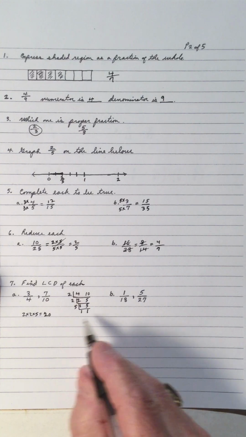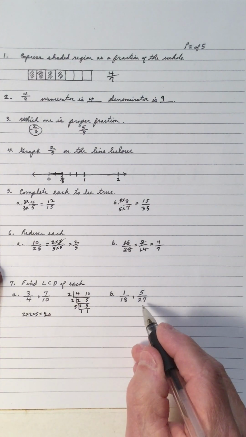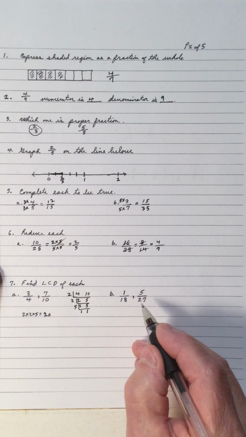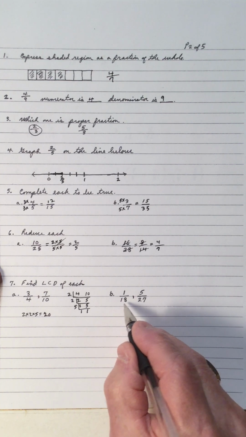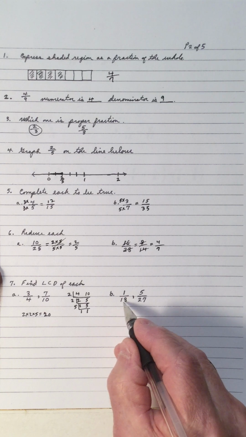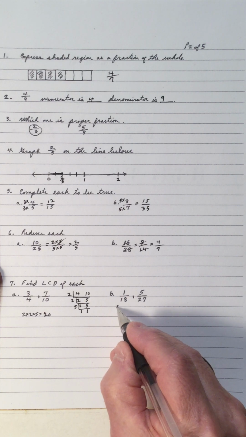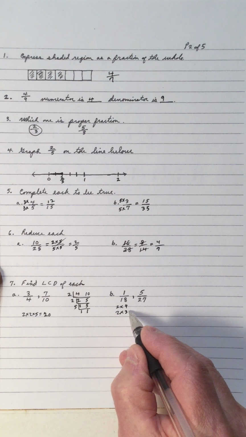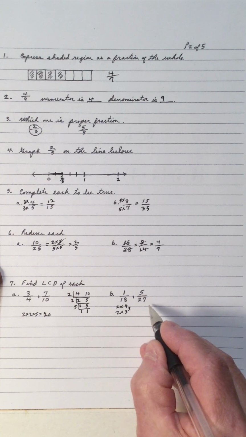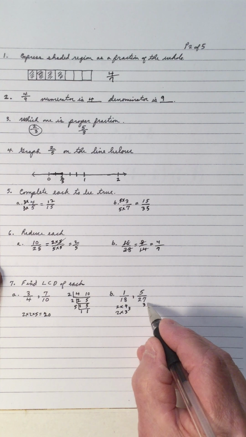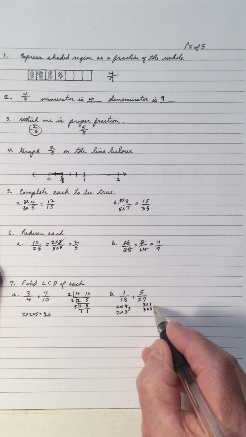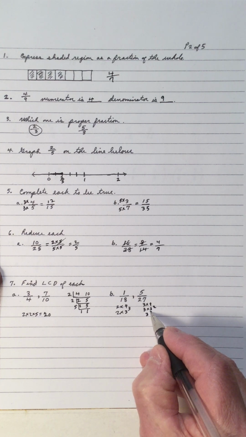That's one way. Another way, when numbers get bigger, is to write the prime factorization and pick up the factors. Let's try this one with the prime factorization. 18 is 2 times 9, and 9 is 3 times 3, which is 3 squared. 27 is 3 times 9, and 9 is 3 squared. So 27 is 3 cubed.